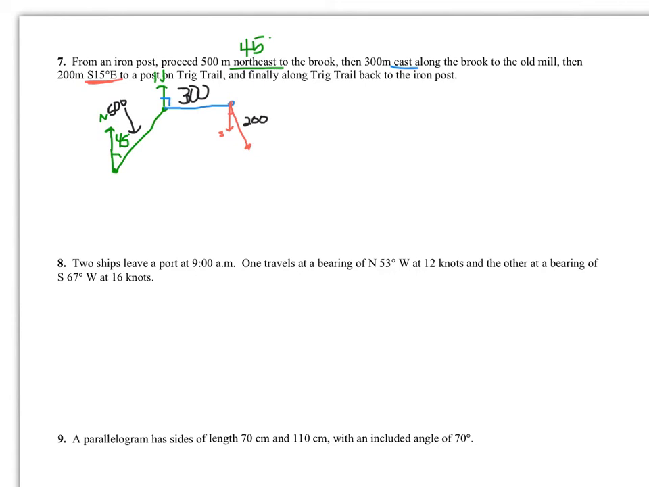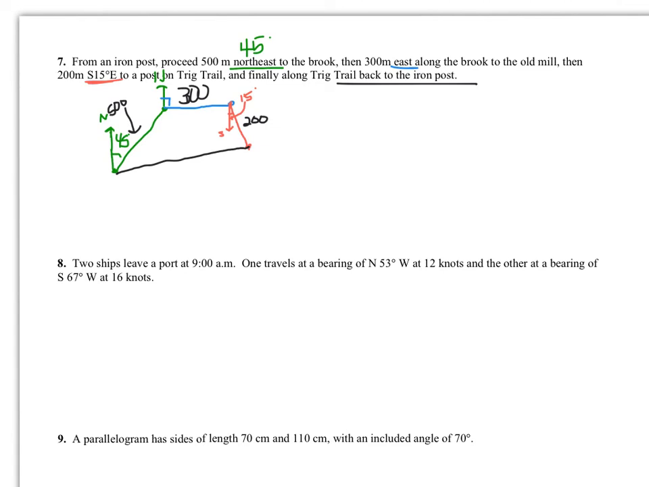There's just no way I'm going to get 15 degrees to fit in there, so I'm just going to arrow it in there, like so. Oh, that wasn't too bad. Oh, we're at Trigg Trail. Yes! And then it says, finally, along Trigg Trail, back to the iron post. So if we're going to go back to the iron post, we're just going to connect this. Notice we didn't make a triangle, we made a quadrilateral.